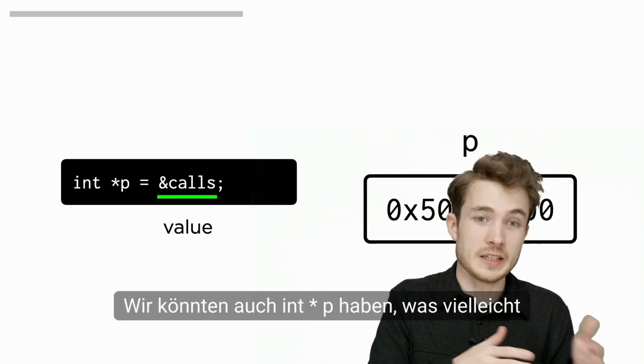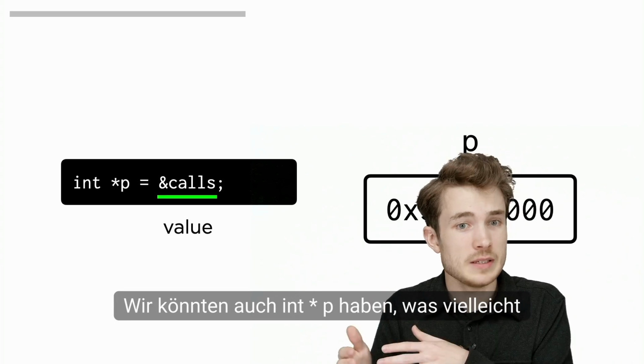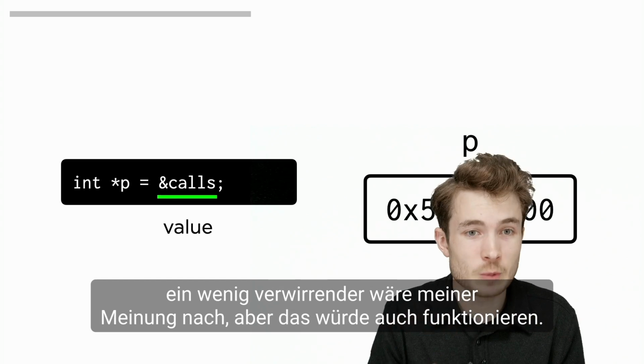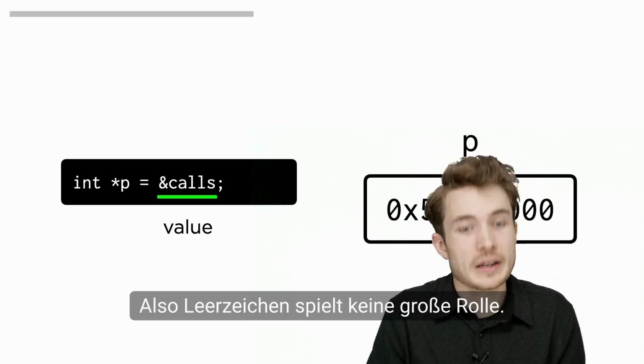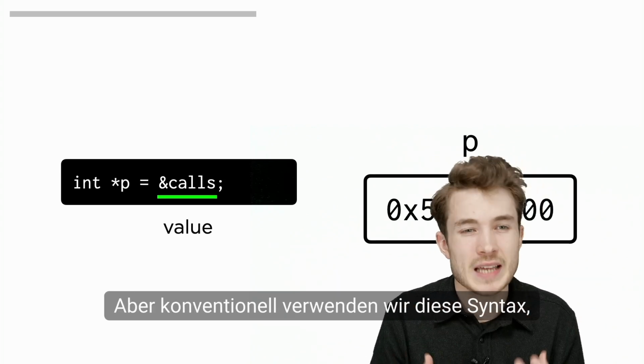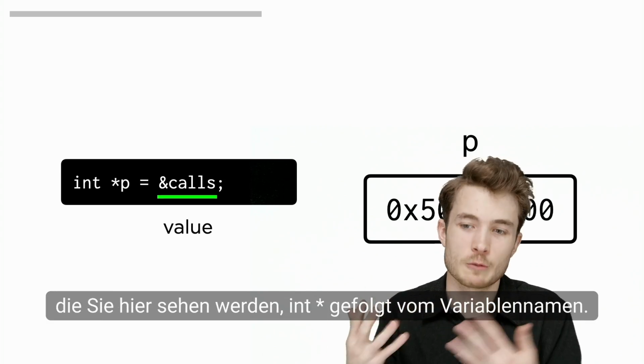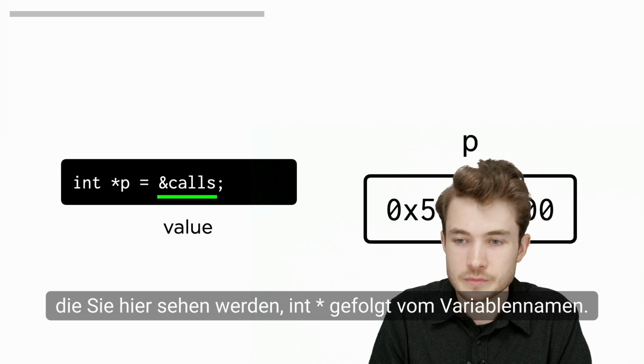We could also have int space star space p, which would be maybe a little more confusing in my opinion, but that would work as well. So white space doesn't quite matter, but by convention, we tend to use this syntax you're going to see here, int space star followed by the variable name.